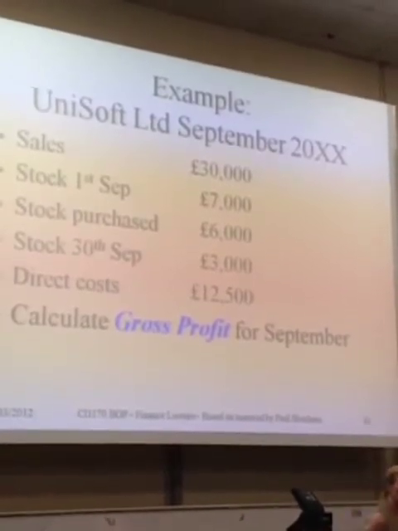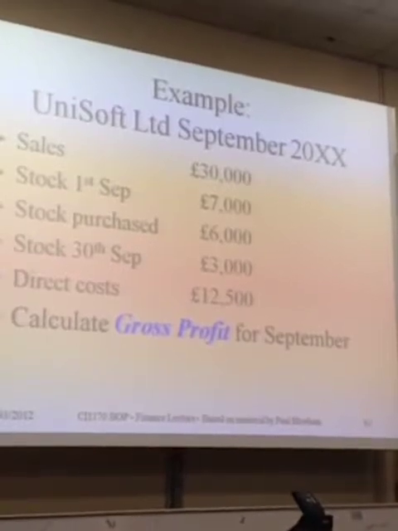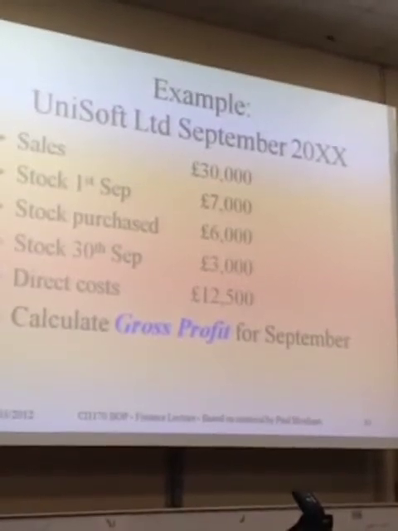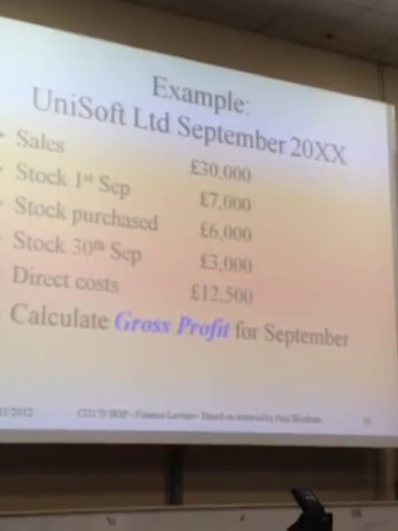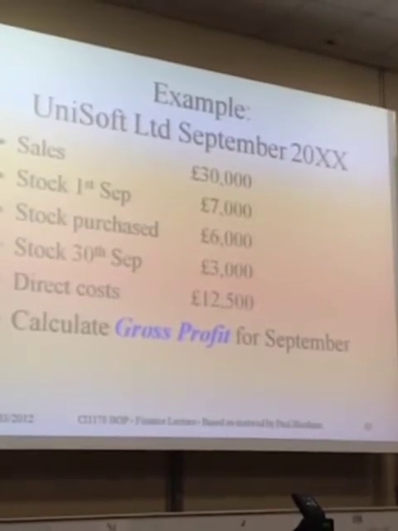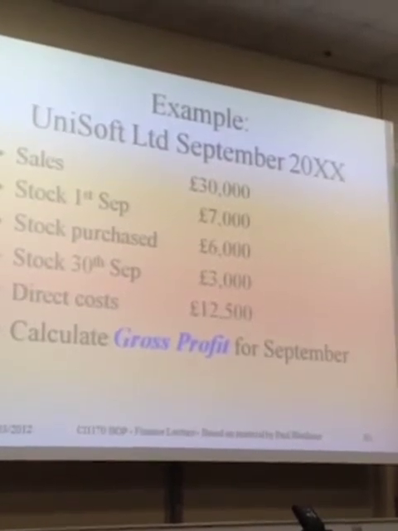Calculate the gross profit for September. Guys, you need to do it by yourself. Don't work in collusion. Just have to go do it by yourself.